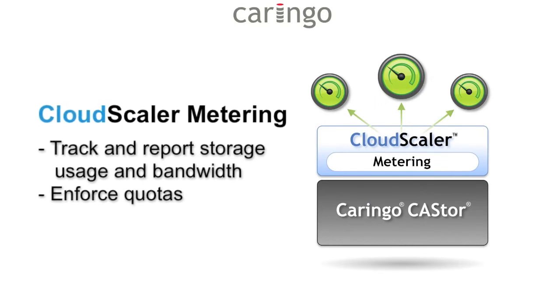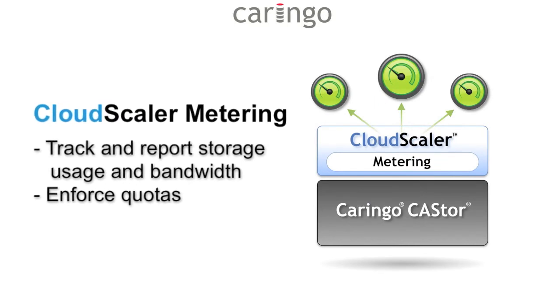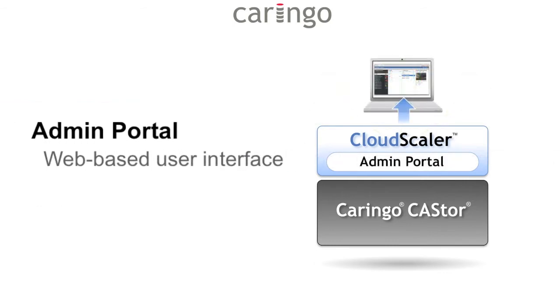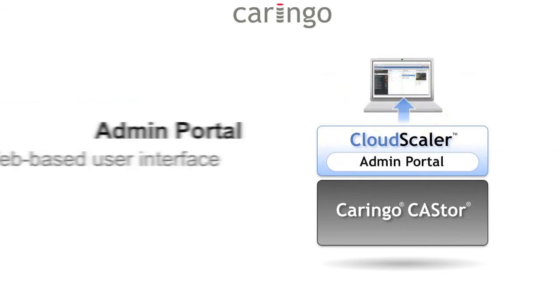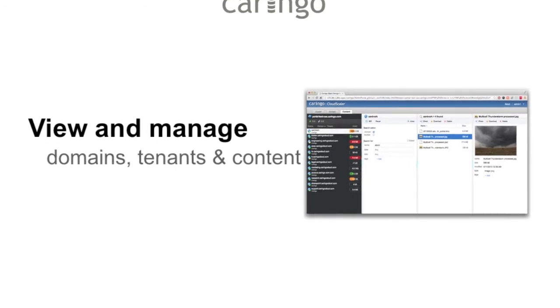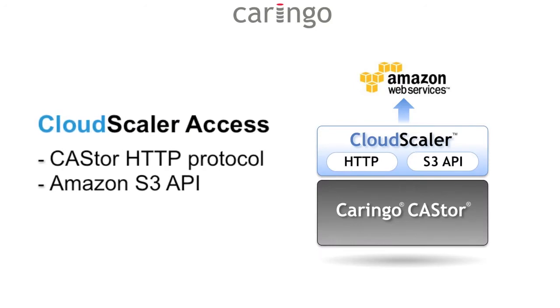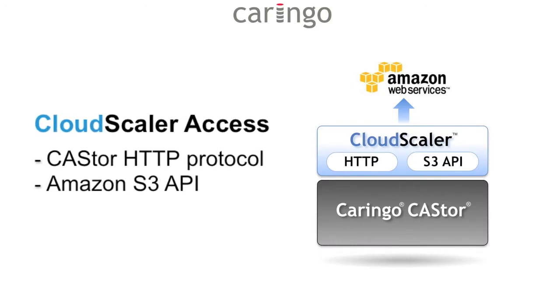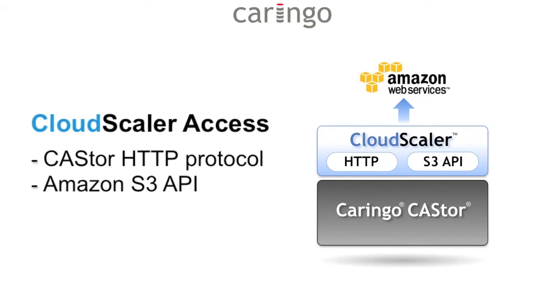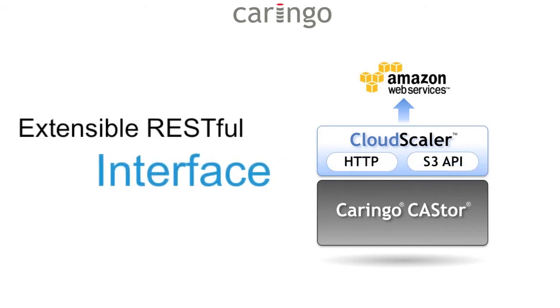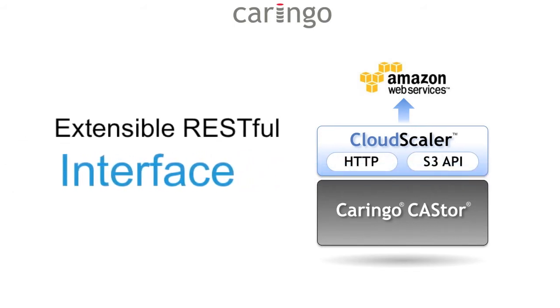CloudScaler metering allows you to track and report storage use and bandwidth, and also enforce quotas. And the CloudScaler admin portal provides a web-based UI allowing administrators to view and manage domains, tenants, and content with an easy-to-use graphical interface. Access to CloudScaler with this Caster foundation is available via both the Caster HTTP protocol and the Amazon S3 API, so you can rest assured with an extensible RESTful interface.